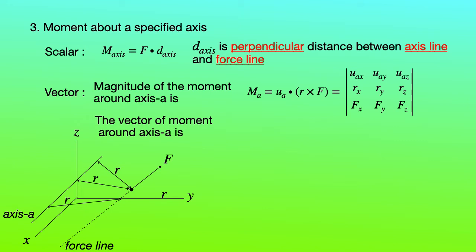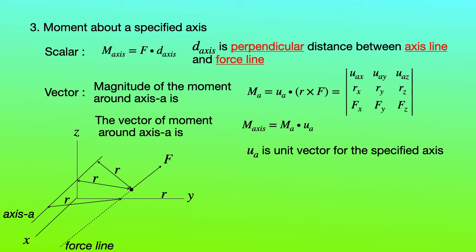And F, of course, is the force vector, where we can write this product as the determinant of the components of the unit vector, the position vector and the force vector as shown, using the determinant operation. And then we get M_A, which is the magnitude. To get the vector for this moment M_A, we need to multiply the magnitude M_A by the vector U_A, so we can get the vector of the moment at the specified axis.